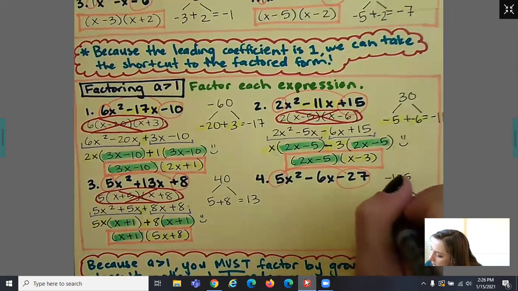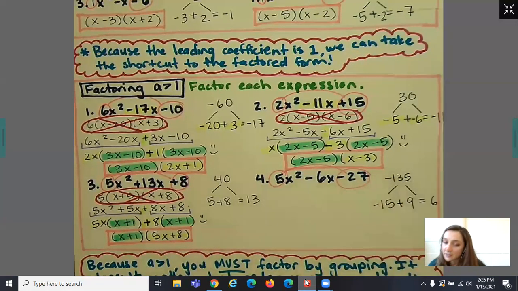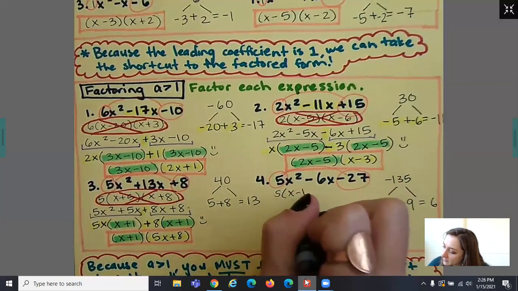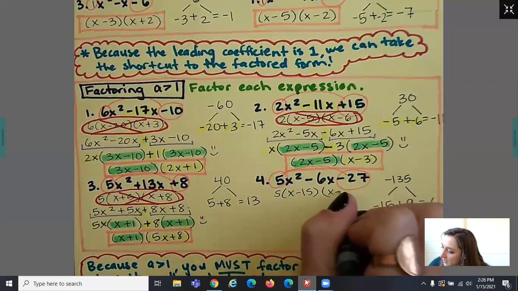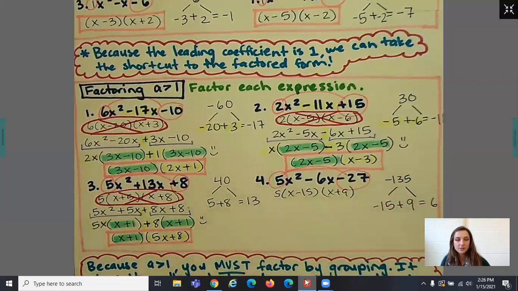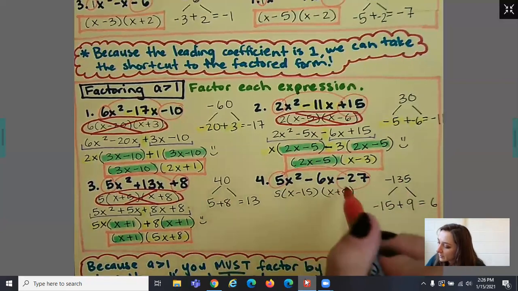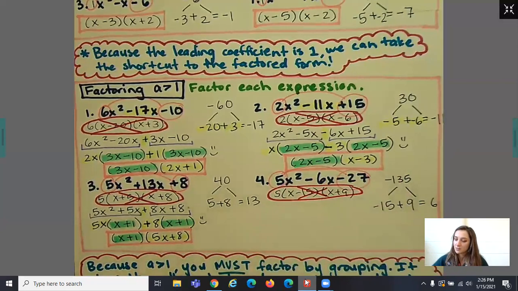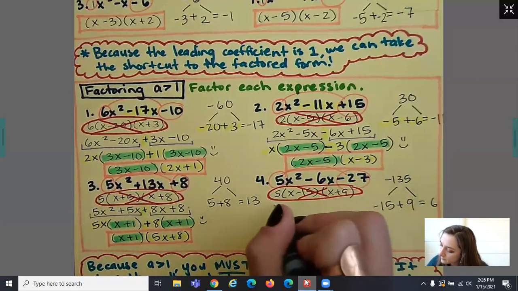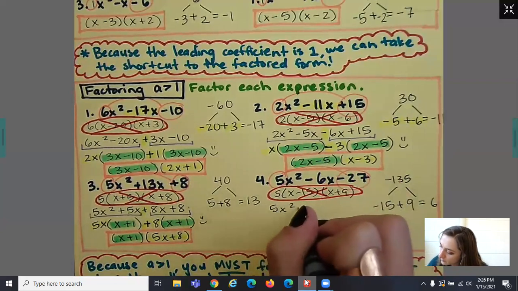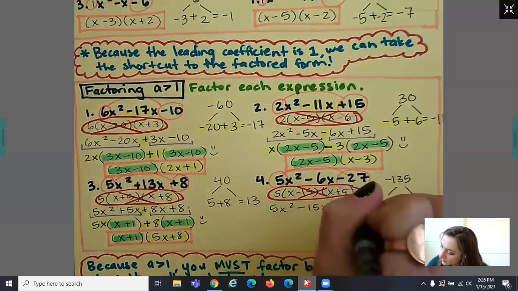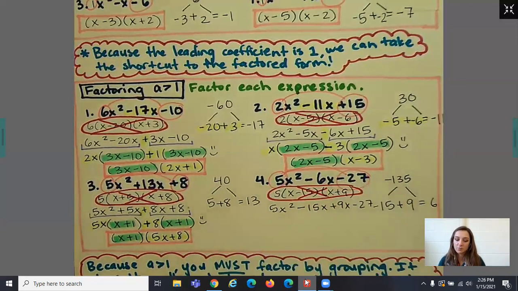-15 and +9. So don't do this. Don't go 5 times x minus 15 times x plus 9 because that is not correct. Instead, we're going to rewrite -6 as -15 plus 9. So let's rewrite it. And we're going to factor by grouping.